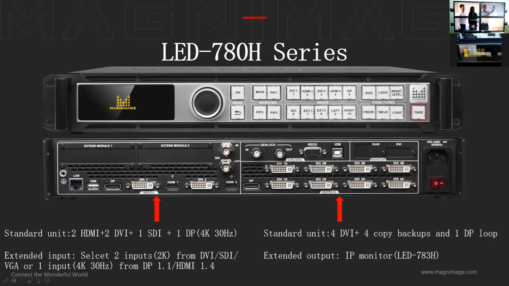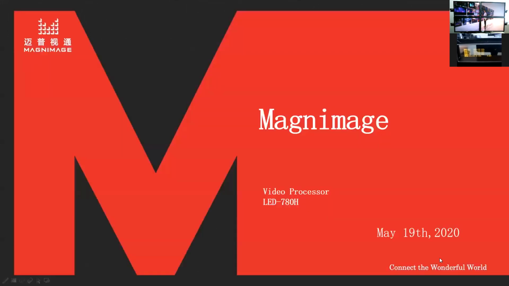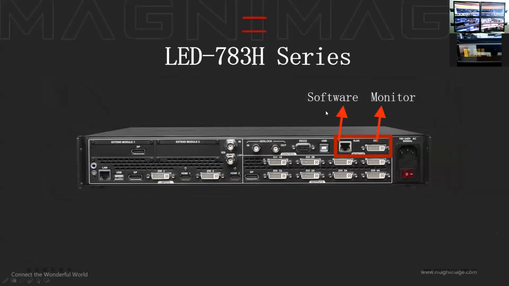Genlock, USB, RS-232 USB, and another RJ45. This one is another output module we call IP monitor. After adding this module, it becomes another model called 783. This is the back.